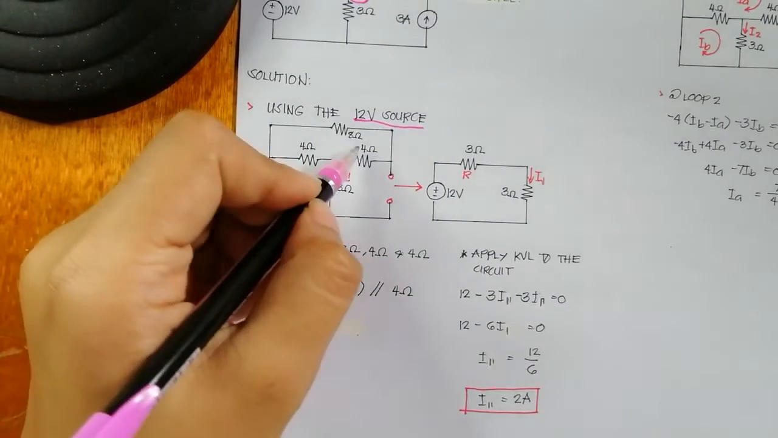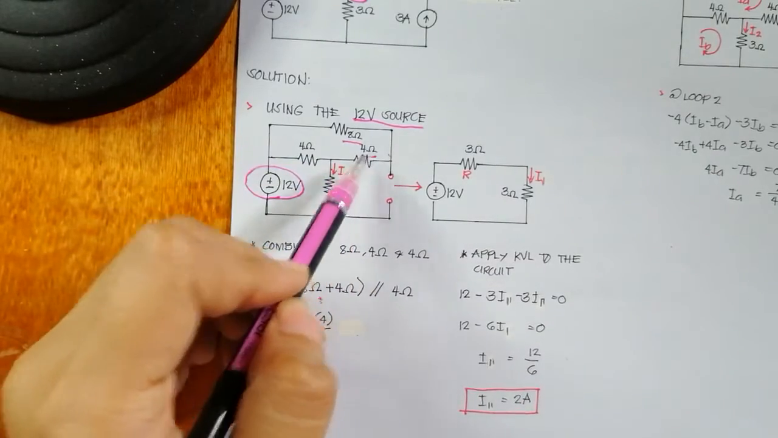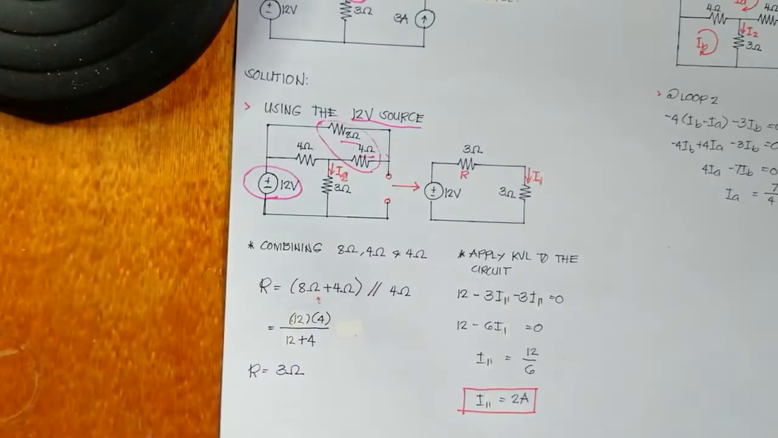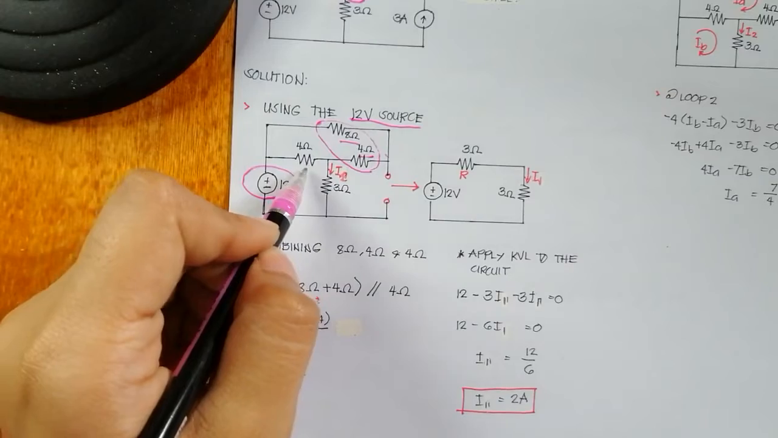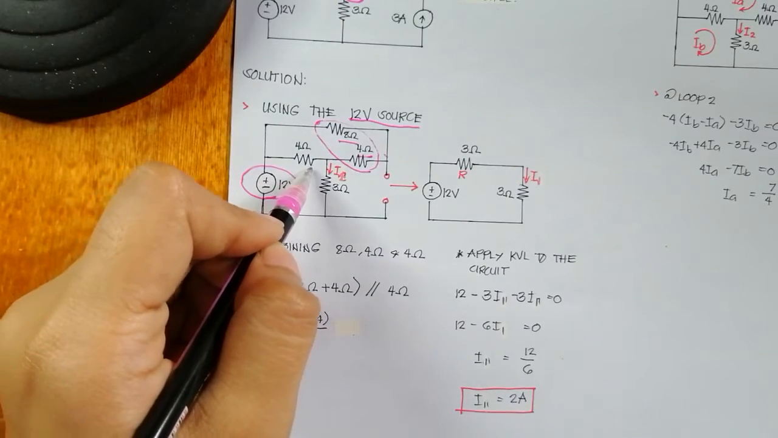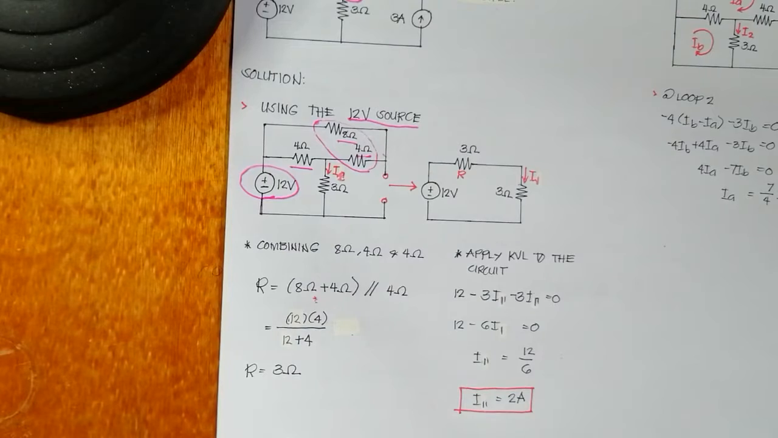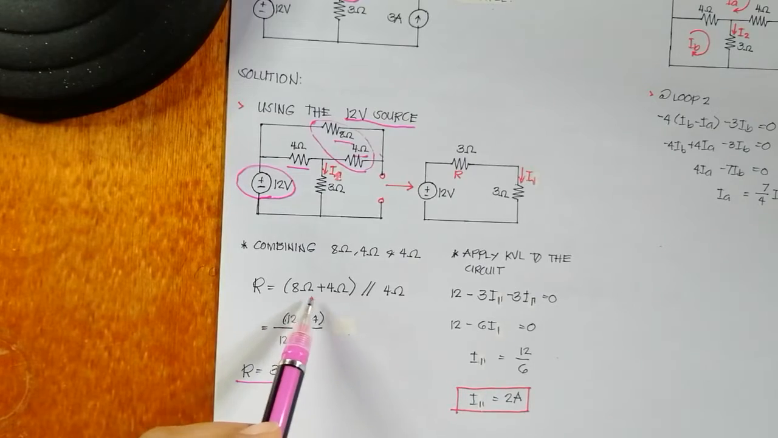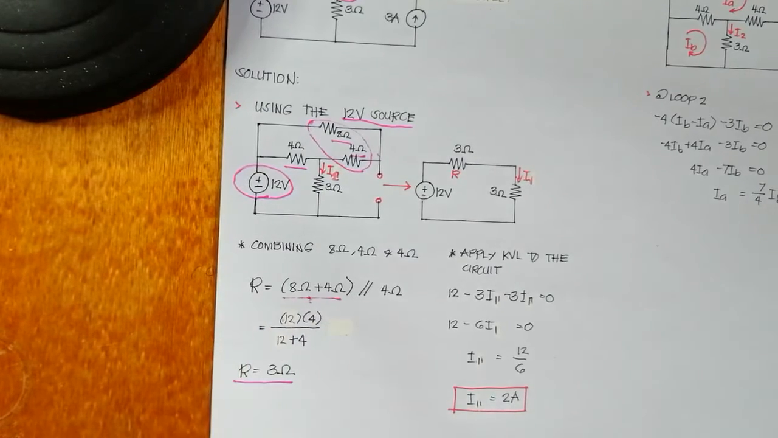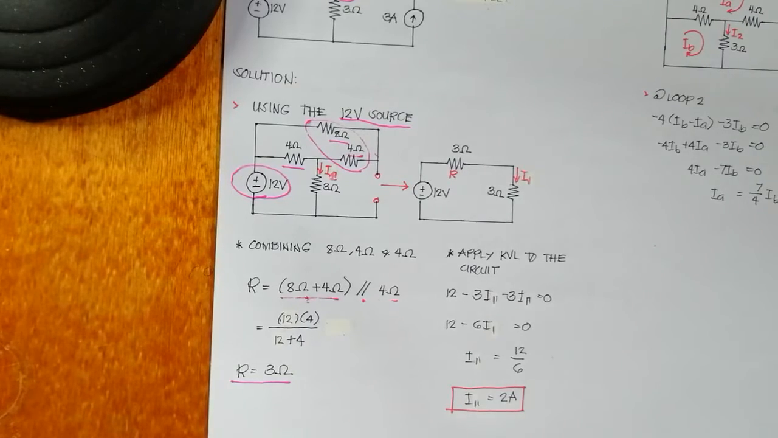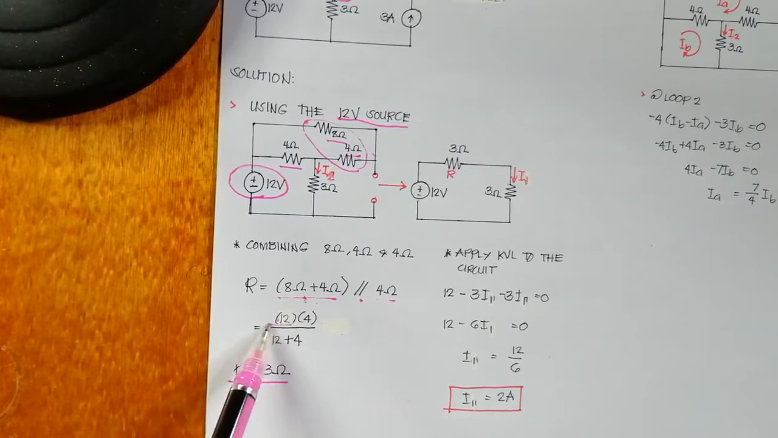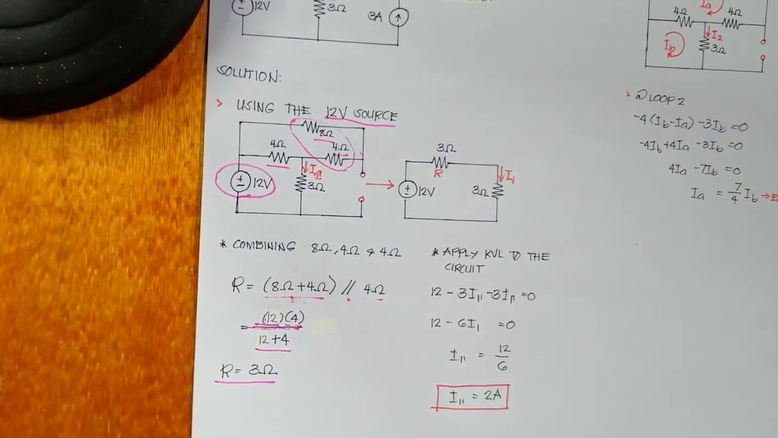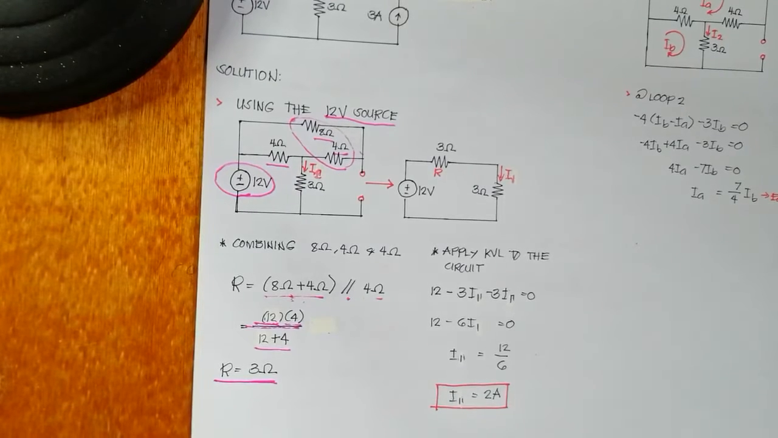As you can see, the 8 ohm and the 4 ohm resistors are connected in series and connected in parallel with the 4 ohm resistor. So to solve for R, we'll have 8 ohms plus 4 ohms in parallel with 4 ohms. 8 plus 4 is equal to 12. So 12 times 4 divided by 12 plus 4. The value of R is 3 ohms.